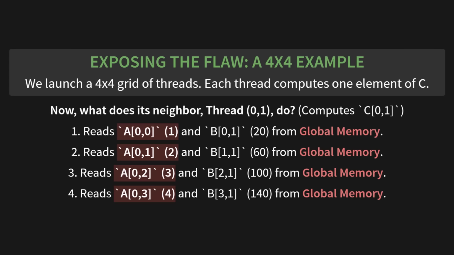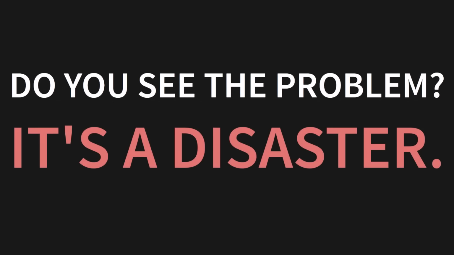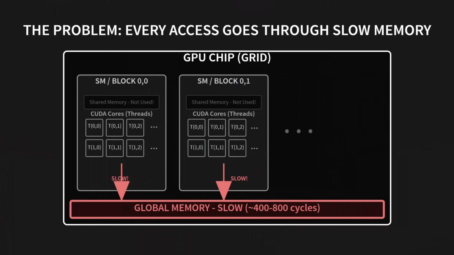So, do you see the problem? It's a disaster. Here's a diagram of what's happening. Every single one of those threads in a block is making a separate, individual trip all the way out to slow global memory. It takes 400 to 800 cycles for that data to arrive. And look, the super fast shared memory, the workbench that's right there inside the SM, it's not being used at all. Every access is the slow one.